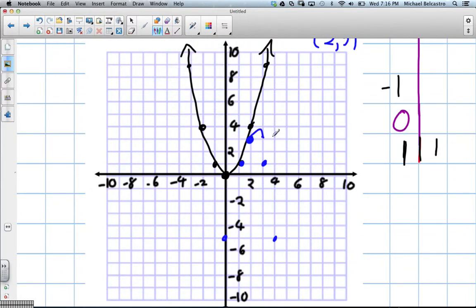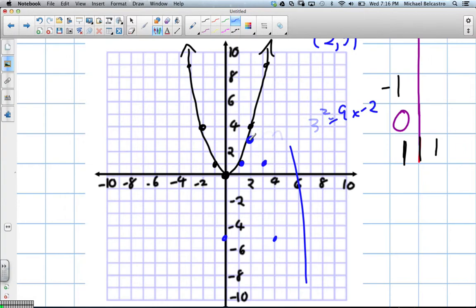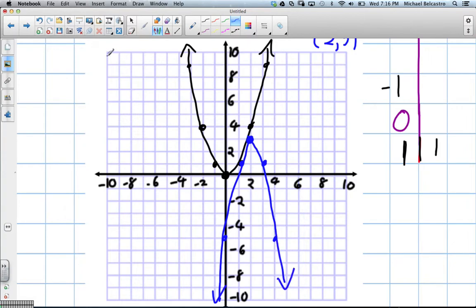If I go over 3, what's 3 squared? 9. Times -2? -18. So it's not even going to be on this chart. It's going to go flying way off. So here is our other parabola. This is much thinner and flipped because of it being negative. So that means it's been stretched, right? That's right. It's been stretched when it gets thinner.